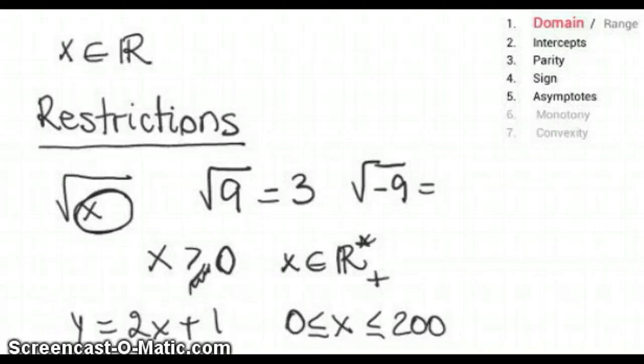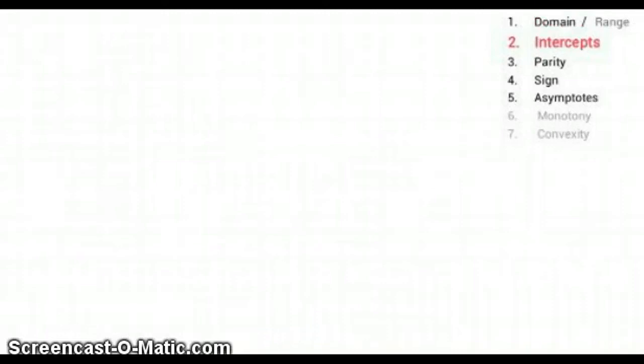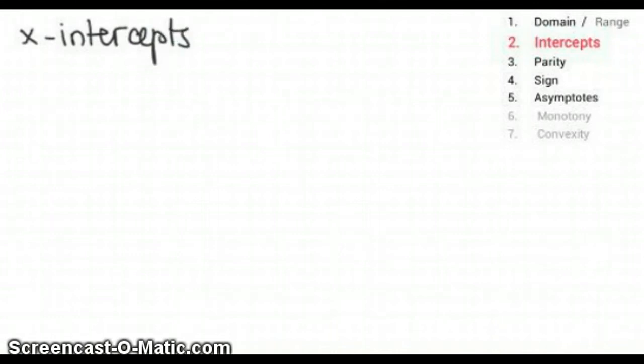Again, it is usually the set of real numbers, and you have to take out the values that don't apply to that specific case. The second key feature is the intercepts. The intercepts can be, as I said, x-intercepts and y-intercepts. So let's talk about them.